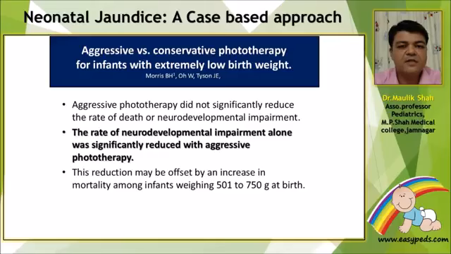When we consider phototherapy, there are two schools of thought, aggressive and conservative. A long-term study done by Morris et al. suggested that the rate of neurodevelopmental impairment alone was significantly reduced when an aggressive protocol was followed. However, this aggressive phototherapy protocol did not significantly reduce the rate of death or neurodevelopmental impairment. So one needs to think about it while considering aggressive phototherapy.